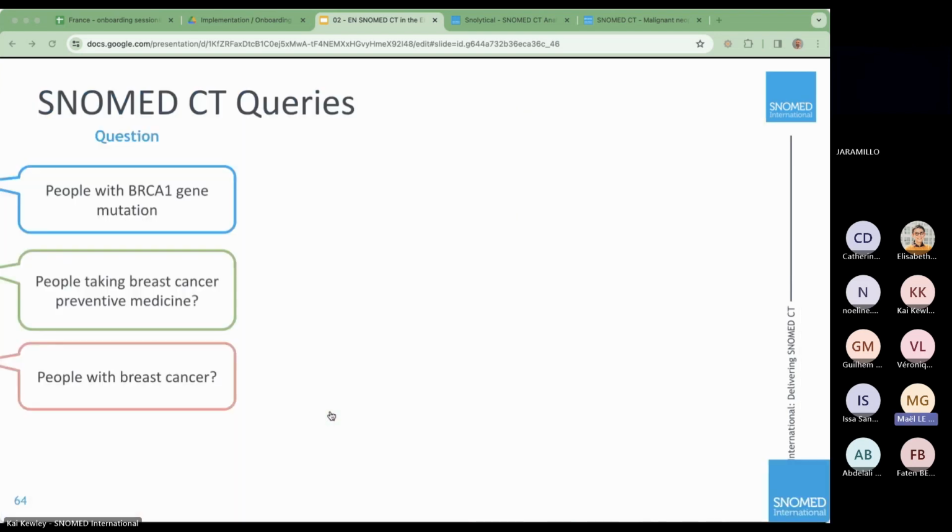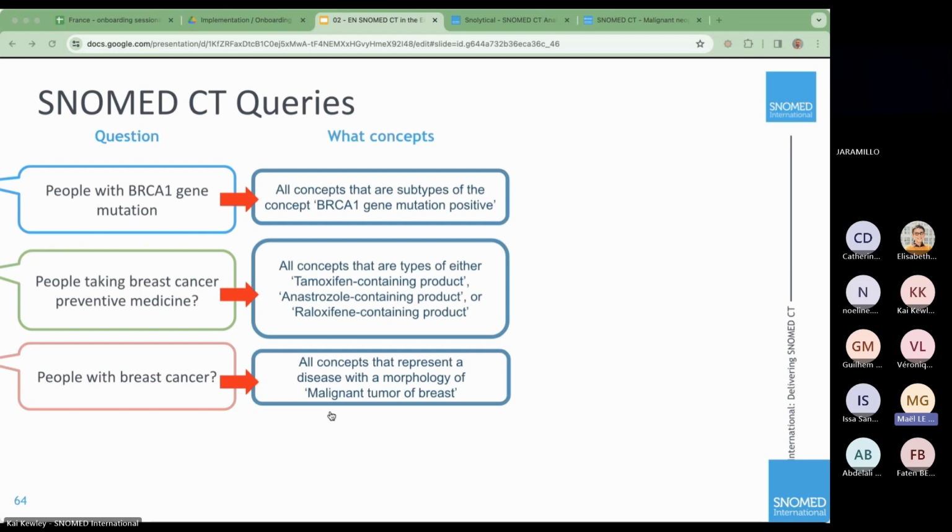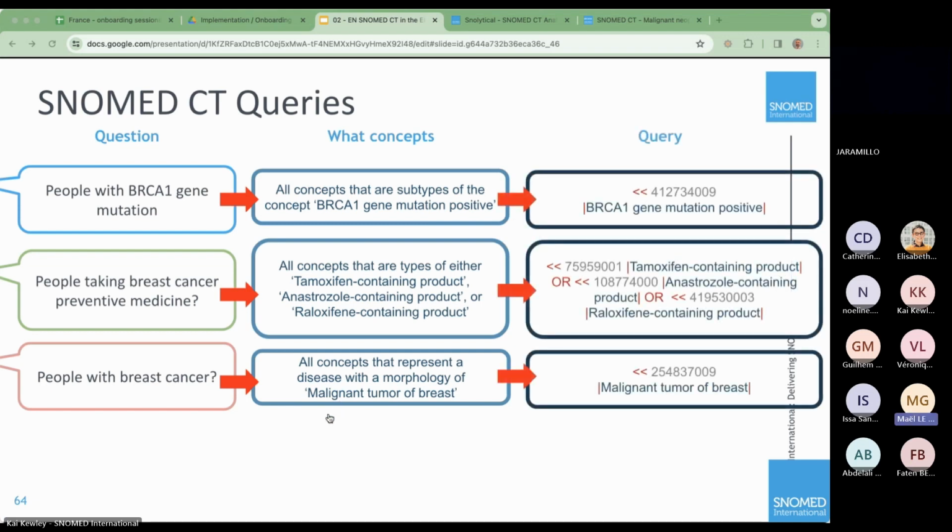And we can use SNOMED to build up the queries. So for the people with the gene mutation, in SNOMED terms, we want to find all the concepts that are subtypes of the BRCA1 gene mutation positive. And the SNOMED query for this looks like that. And again, for the other groups that we're interested in, we have a SNOMED query. It's not easy for the breast cancer preventative medicine because there's not a single concept that is a grouper for those medications. So we may need to build a small subset.